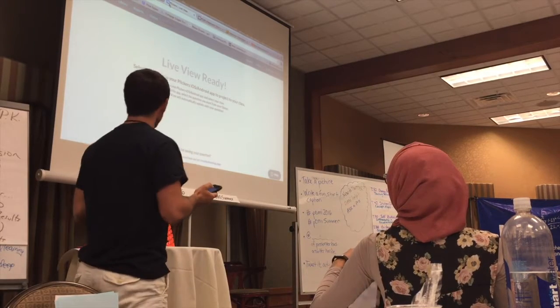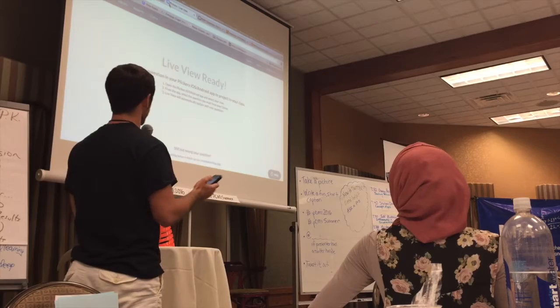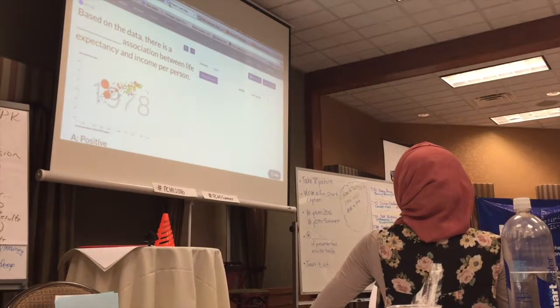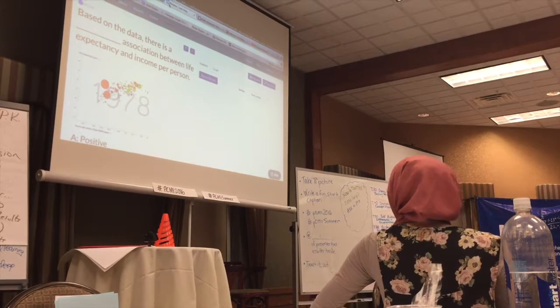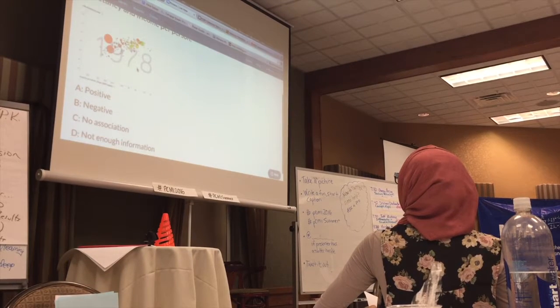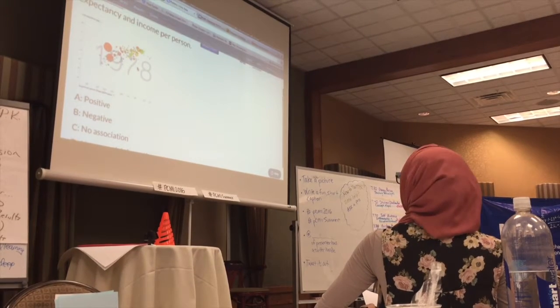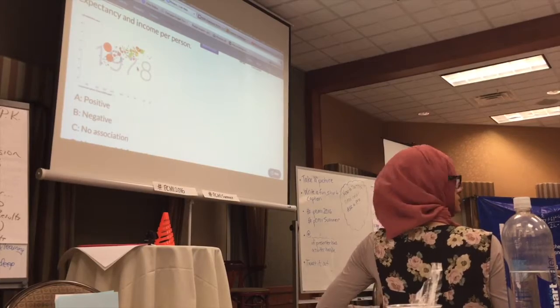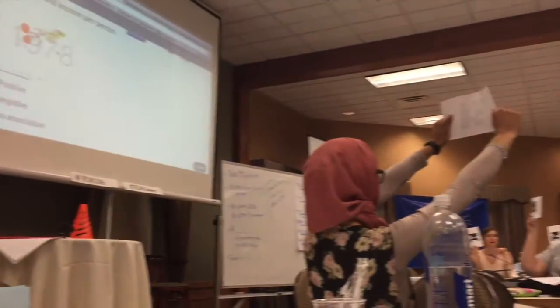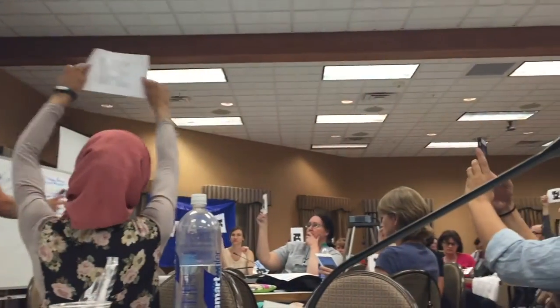I imported, see if it works. Come on, there it is. I imported an image from Gapminder, and I'll scroll down so you can see the question. Same thing, life expectancy, income per person. Do you think it is positive, negative, no association, or not enough information? Remember, it's okay to be wrong. We like to see what happens when we're wrong. And I'm going to scan the room with my phone.